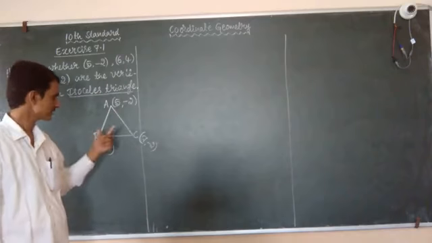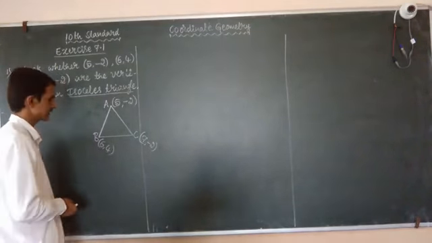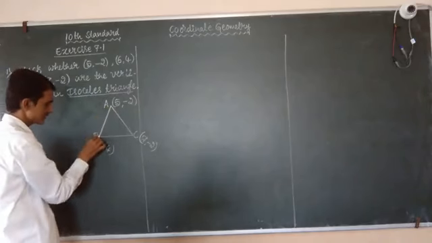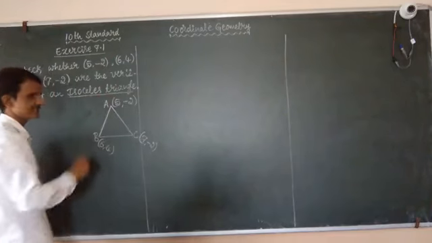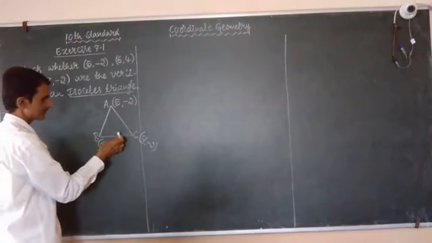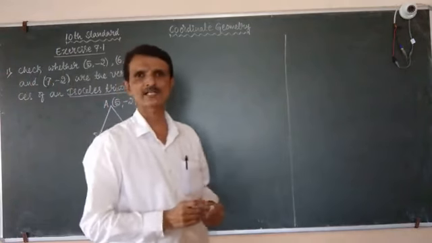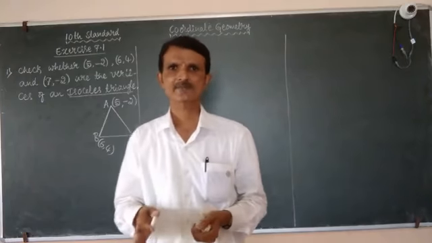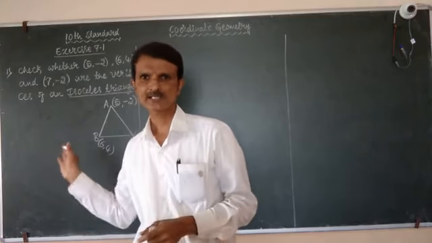So to find out whether this is an isosceles triangle or to come to a conclusion, what should we do, students? As in the previous problem, we have to find out the distance AB, the distance BC, and the distance CA. Then you will get one value for AB, one value for BC, and another value for side CA. Then compare those values. If you get equal answers for any two sides, then we can say that it is an isosceles triangle.